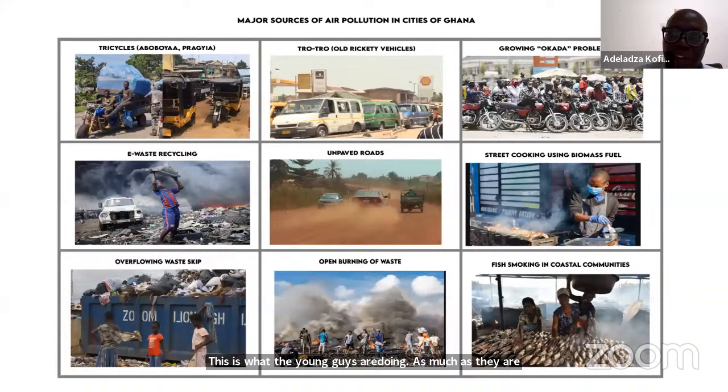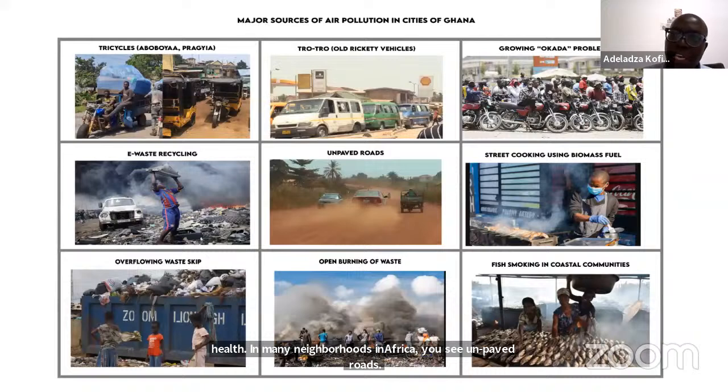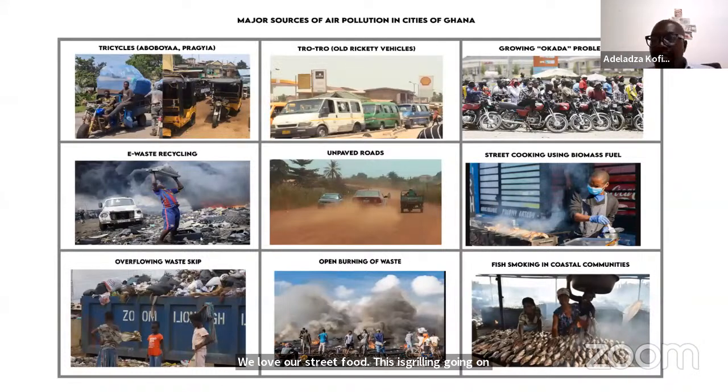In many neighborhoods in Africa, you see unpaved roads, and these produce bigger particles. Street cooking. In Africa, we love our street food. And this is grilling that is going on, usually in the evenings, that is when this happens more often. So you see a lot of pollution in the neighborhoods. Fish smoking in the coastal areas. You have open burning of waste because we are always inundated by waste. We don't have waste trucks coming in on time to pick the waste. So what do households have to do? They have to set fire to the waste.